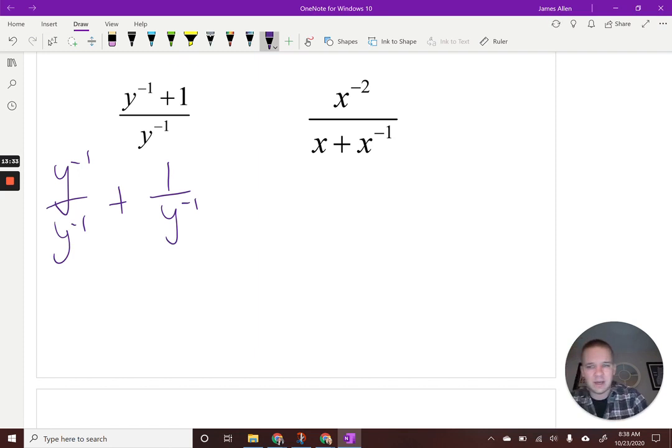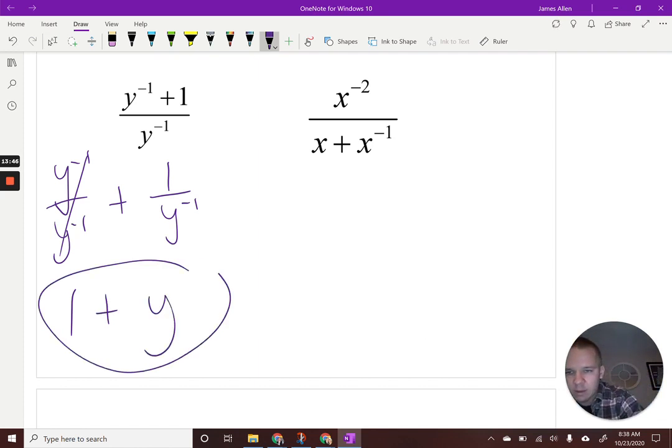Well, anything divided by itself is just 1. And then over here, since it's 1 divided by y to the negative first, I can just bring it to the numerator, and it becomes positive y. So a problem that looked kind of scary wasn't that bad. There are other ways to do this one, and it can get pretty nasty, but I think this is the cleanest way to go about it. So there you go. There's a few ways to do it, but that was the quickest.